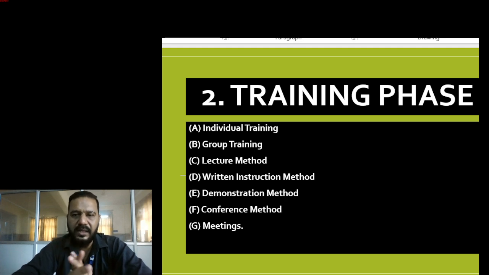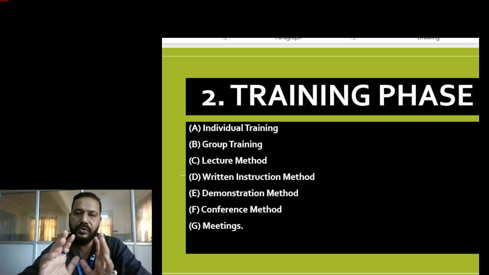EDP is divided into three phases. The second phase is the training phase. What is the training phase? In this training phase, basically the youngsters or the potential entrepreneurs get training. First is individual training, then they get group training, then training through the lecture method, then the written instruction method, then the demonstration method, then conferences and meetings. These are the few training methods which have been adopted in EDP programs by the central and the state governments.